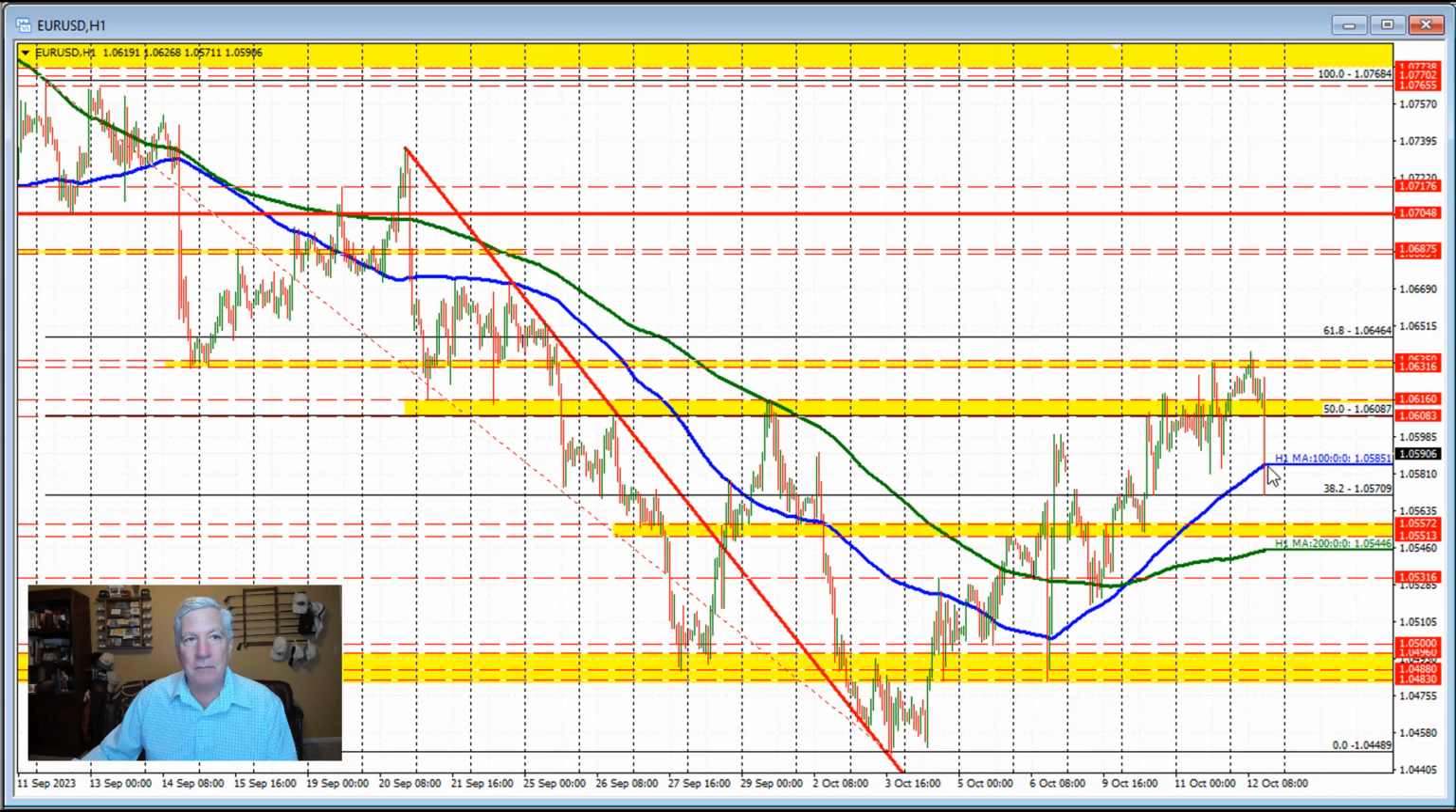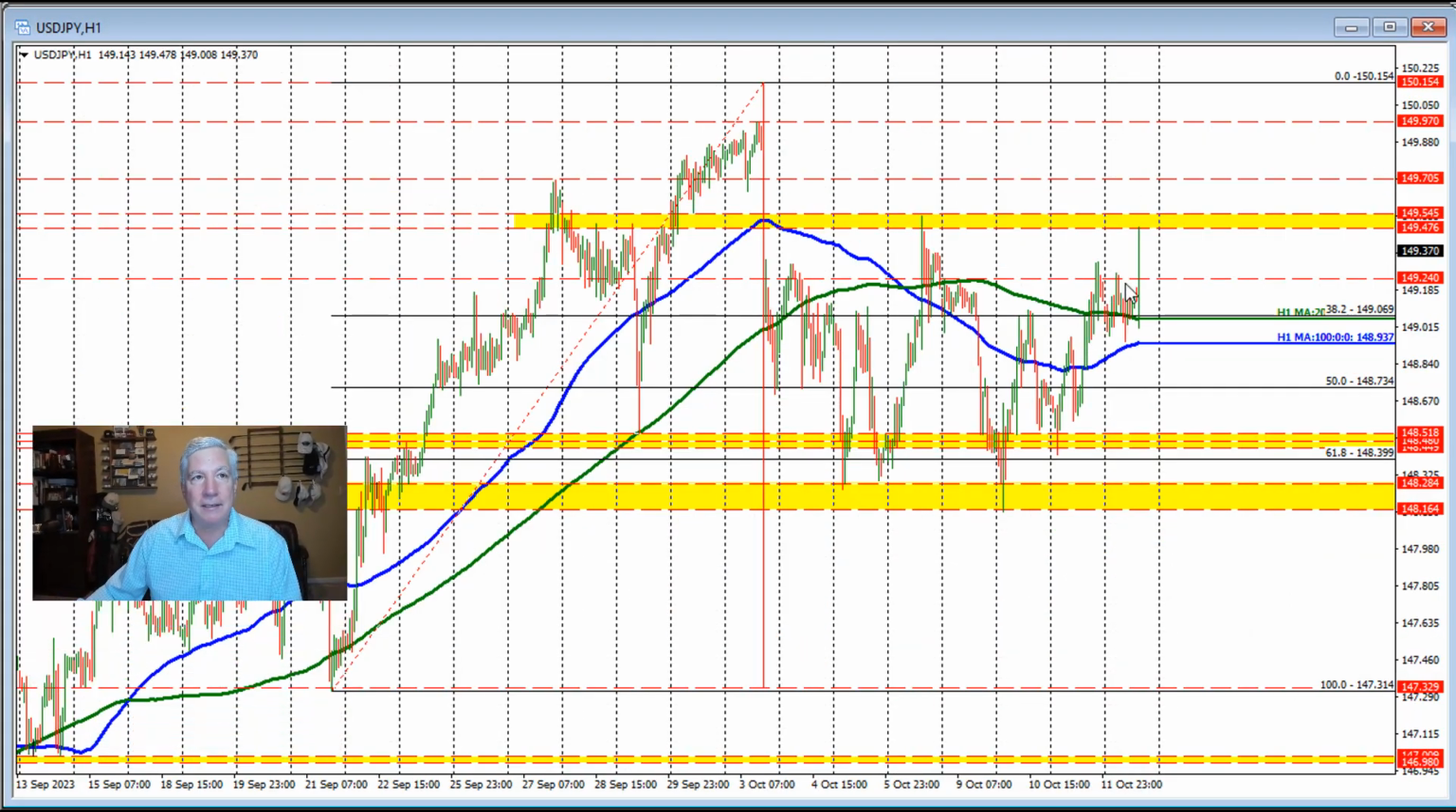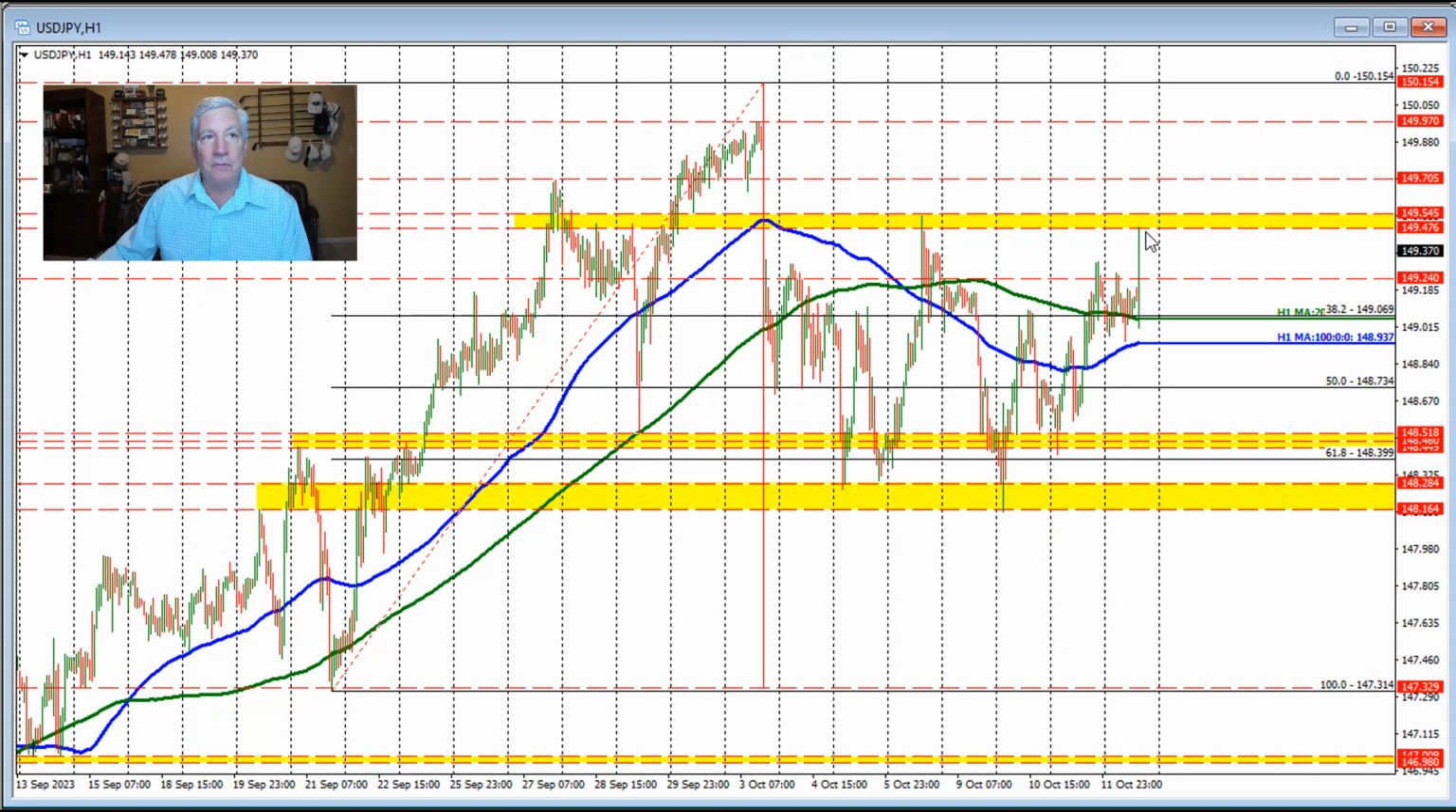In between or on the downside, watch the 100-hour moving average at 38.2. If we move below the 38.2% retracement, we're likely to head down toward the 200-hour moving average, which comes in at 1.05446. Let's now shift out to the dollar versus yen, and it is higher, or it moved higher after the CPI data, the highest level for the trading weekend, looking toward the Friday highs.